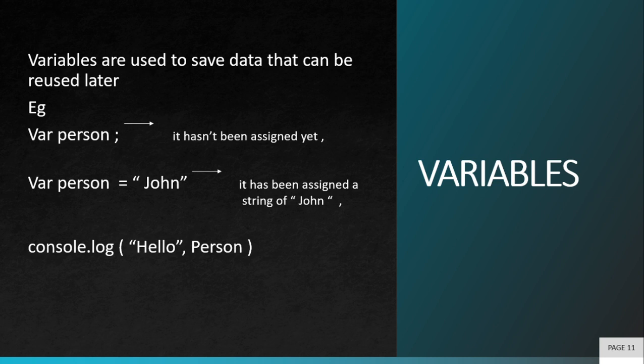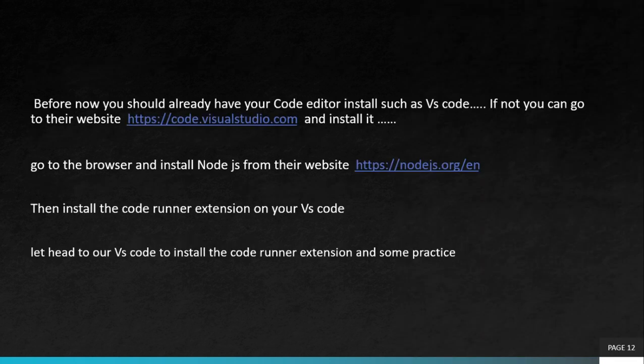So that you understand better, you should already have a code editor installed, such as VS Code. If not, you can go to their website and install it. You can click the link down below, or just copy this link and install VS Code. Then after installing your VS Code, you can also install Node.js, and then we install the Code Runner extension of VS Code.